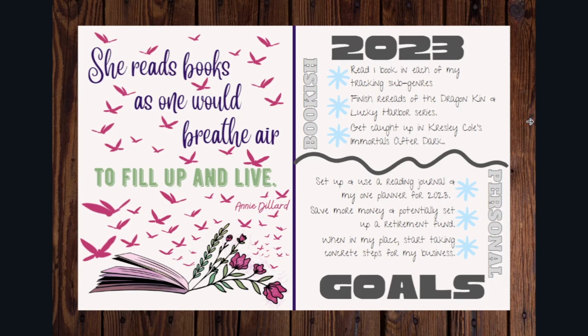So first couple pages, I have our first quote page. "She reads books as one would breathe air, to fill up and live," by Annie Dillard. And I found this cute sticker, and it had a couple of little butterflies, and I just cropped it and copied the butterflies and put them all over the place. And then we have my 2023 goals. These are the 3 goals each that I mentioned in a couple of my videos wrapping up the year and talking about what's coming up in 2023, but I wanted to have them in here just as a reference point so I can see them regularly when I flip through.